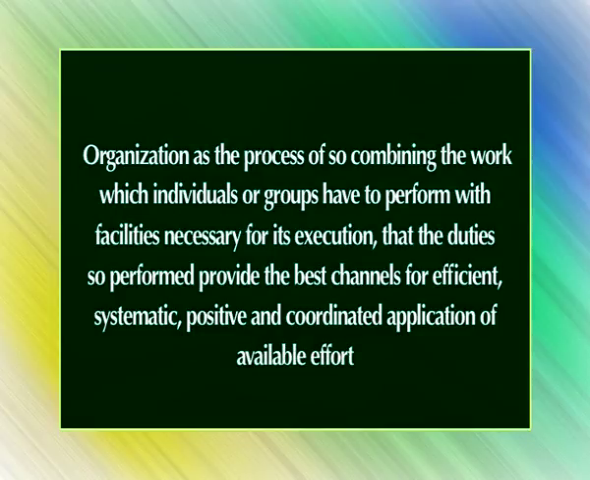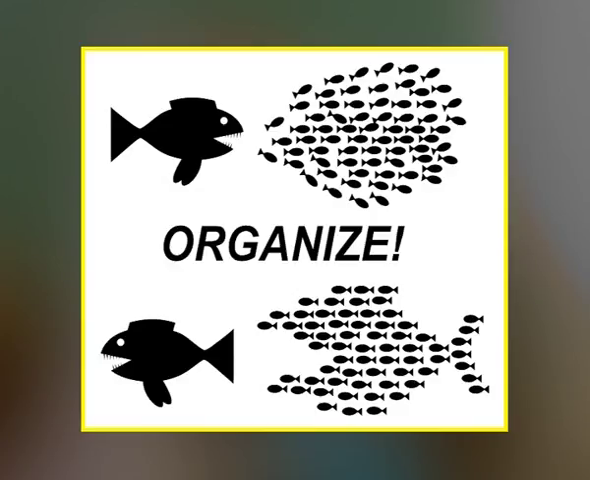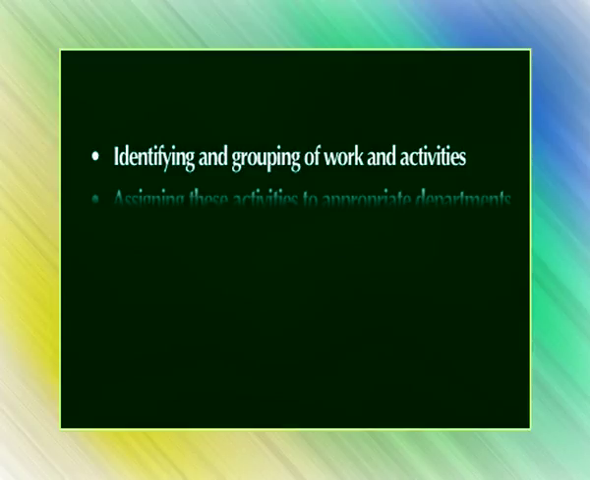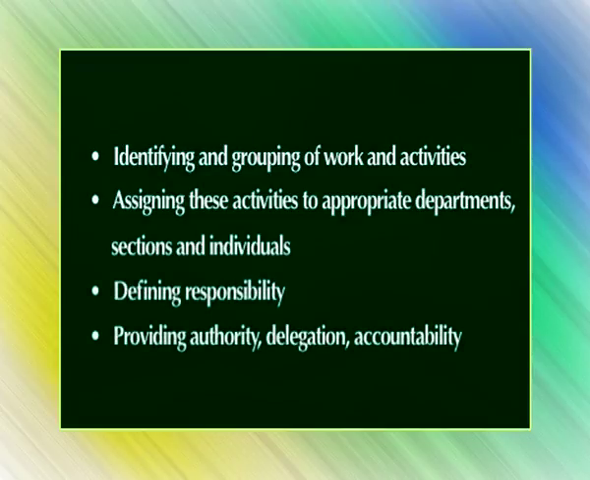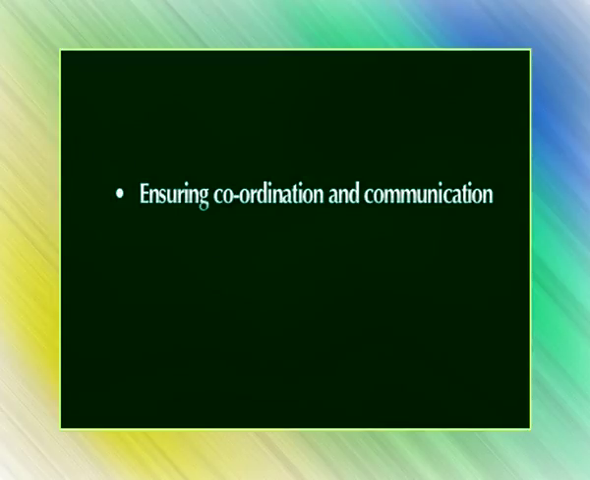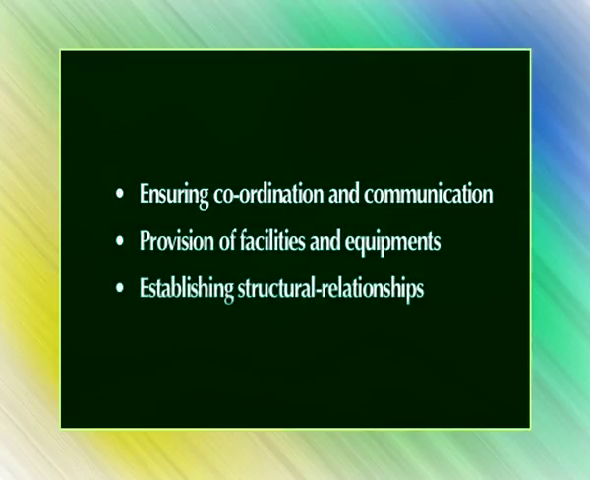of available effort. Thus, organization as a function of management is concerned with many aspects which then define or demarcate the levels of management. Some of these aspects are: number 1, identifying and grouping of work and activities. Number 2, assigning these activities to appropriate departments, sections and individuals. Number 3, defining responsibility. Number 4, providing authority, delegation, accountability. Number 5, ensuring coordination and communication. Number 6, provision of facilities and equipments. Number 7, establishing structural relationships.